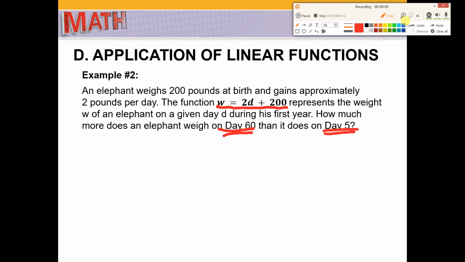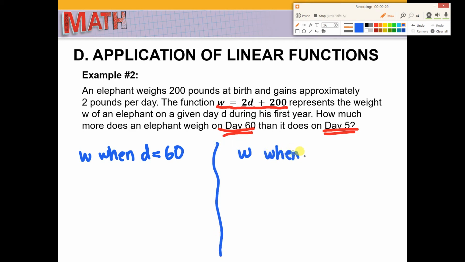okay, let's have W when D is equal to 60. It means that we have to solve for the weight of the elephant when the day is 60, when he is born after 60 days. And then the second thing, we have to solve for the weight when the day is 5 or 5 days after the elephant is born. Now let's do this now.